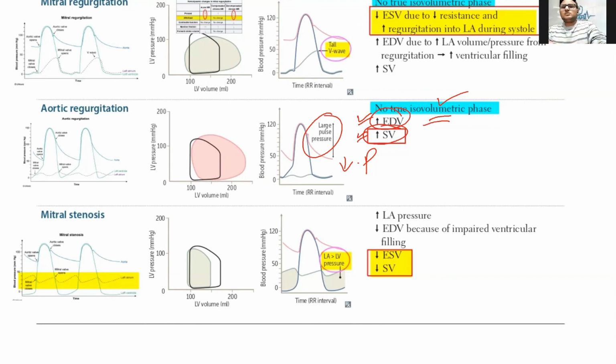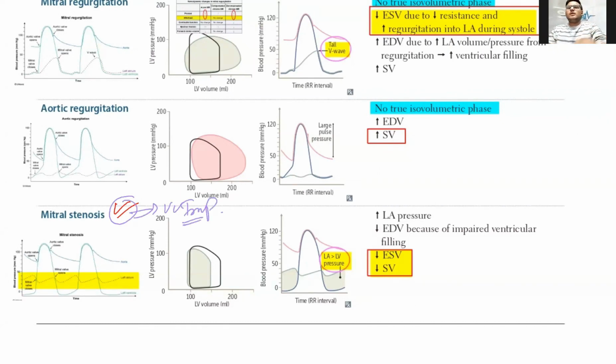The next is mitral stenosis, a very important exam point for USMLE students. What will be happening in mitral stenosis? First of all, left atrial changes. Left atrial pressure is increased. Why? Because the left atrium is putting in more pressure. So this curve, which is the left atrial pressure curve, will be up. It will be high compared to the base. The base level is like this, but it is up.